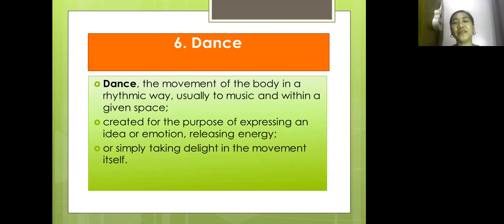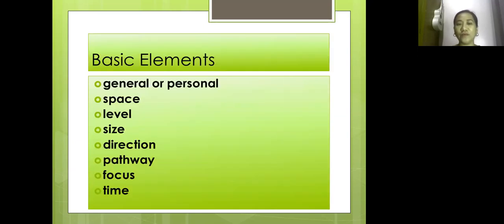Dance is the movement of the body in a rhythmic way, usually to music and within a given space. Created for the purpose of expressing an idea or emotion, releasing energy. Just like the other forms of art, like painting and architecture, it's also an expression of ideas and a release of energy that we have in us. Or simply taking delight in the movement itself, okay? So you know dance very well. I don't have to go further with that.